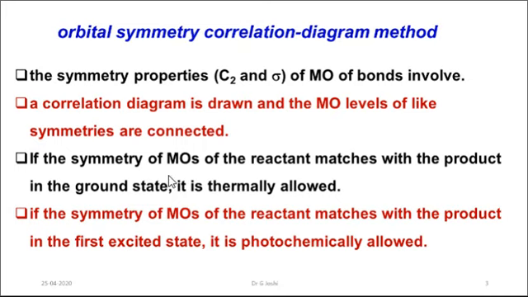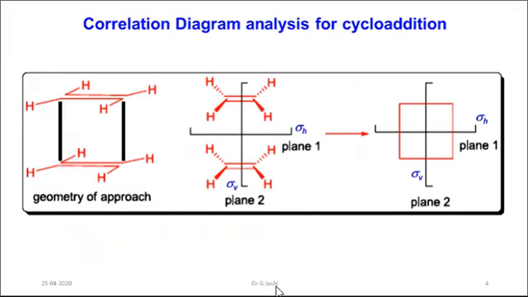If the symmetries of molecular orbitals of reactant match with the product, then we consider such processes as thermally allowed. Whereas if the symmetries of molecular orbitals of reactant match with the symmetries of product in the first excited state, then we refer to these kinds of processes as photochemically allowed processes.